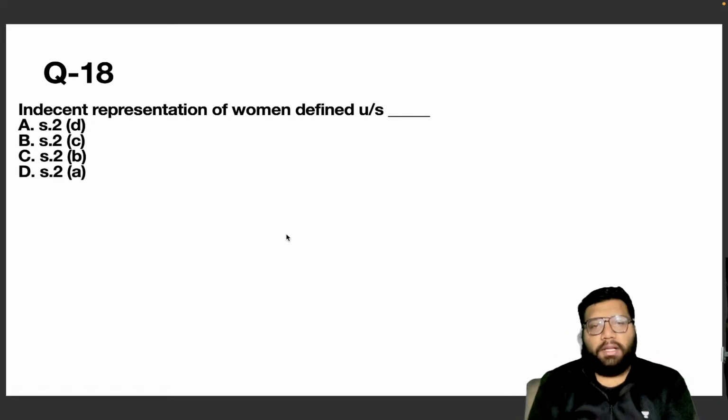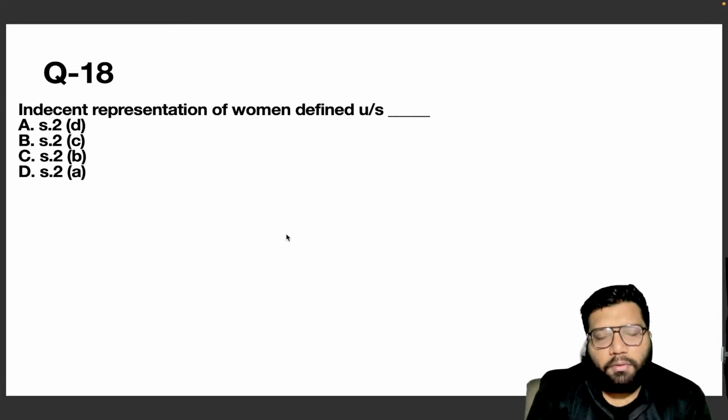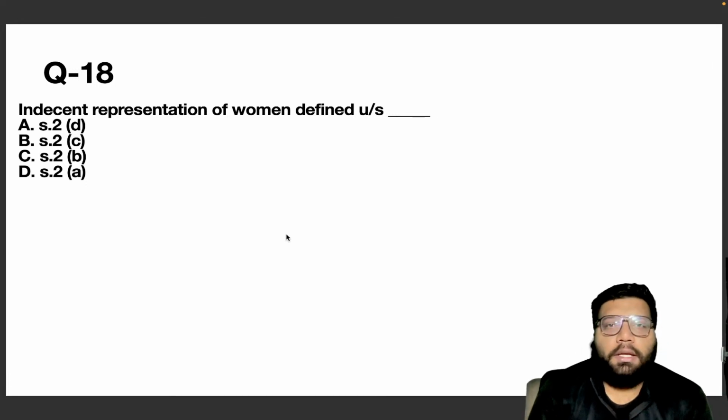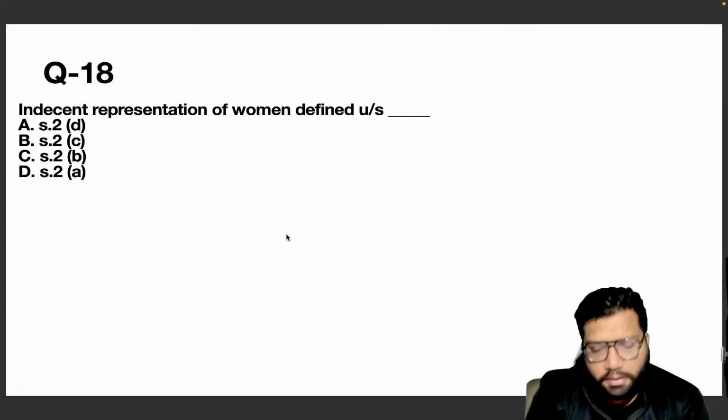Aprajita followed by Vandana. Correct answer. Indecent representation of women, one of the most important sections. Usually all your definition clauses of all the special laws are very, very important.